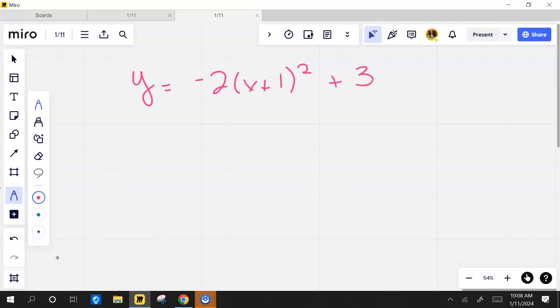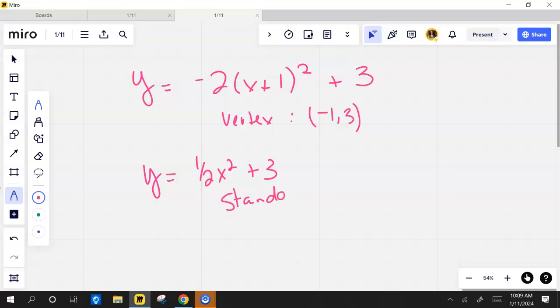What's the form? Not sure. Vertex form. How do you know it's vertex form? Parentheses with the exponent out there, right? So this one's vertex form. Vertex form gives me the vertex, which would be... What's the form? Standard form this time, which gives me nothing other than the y-intercept.